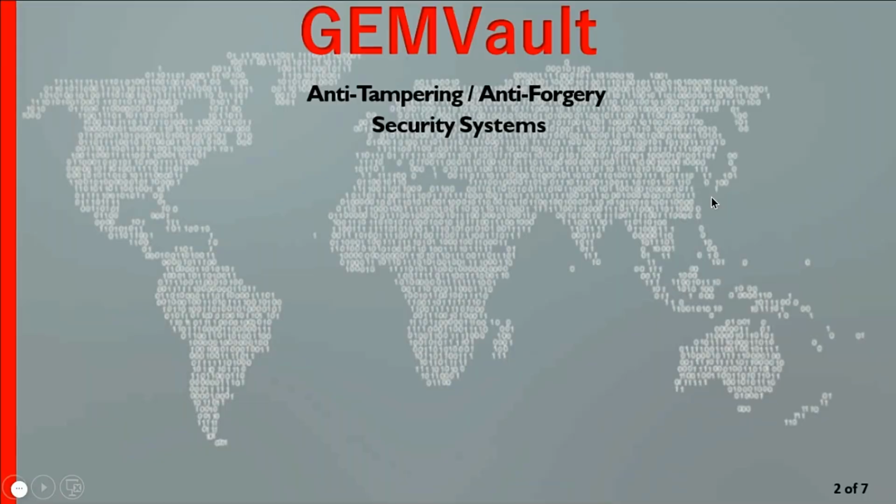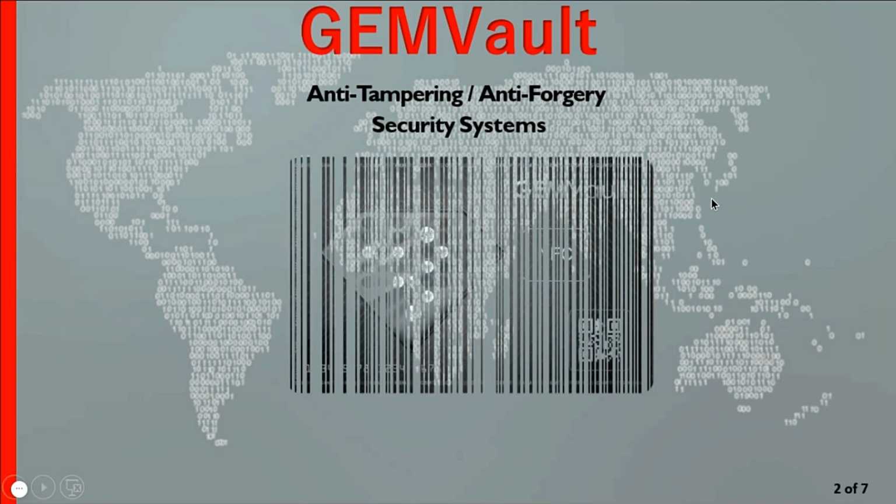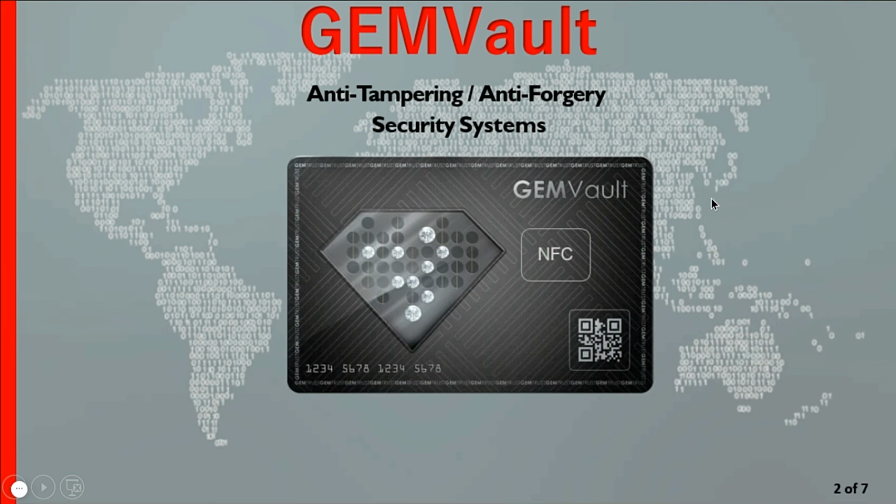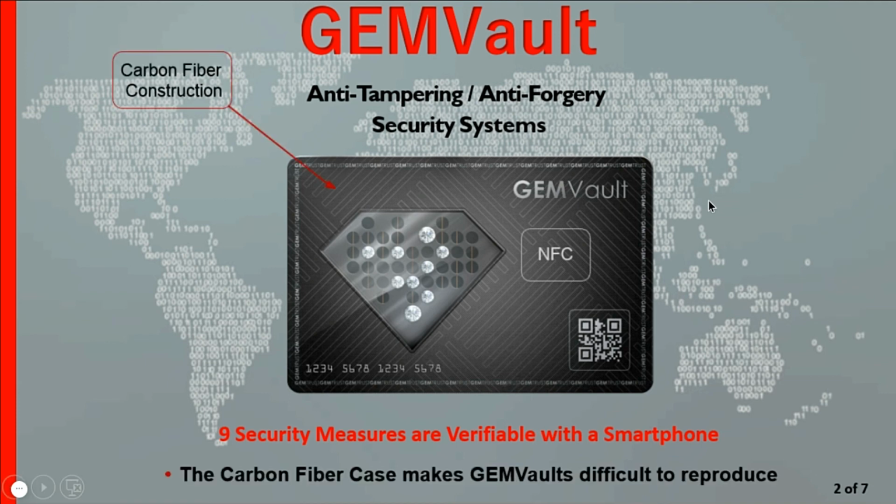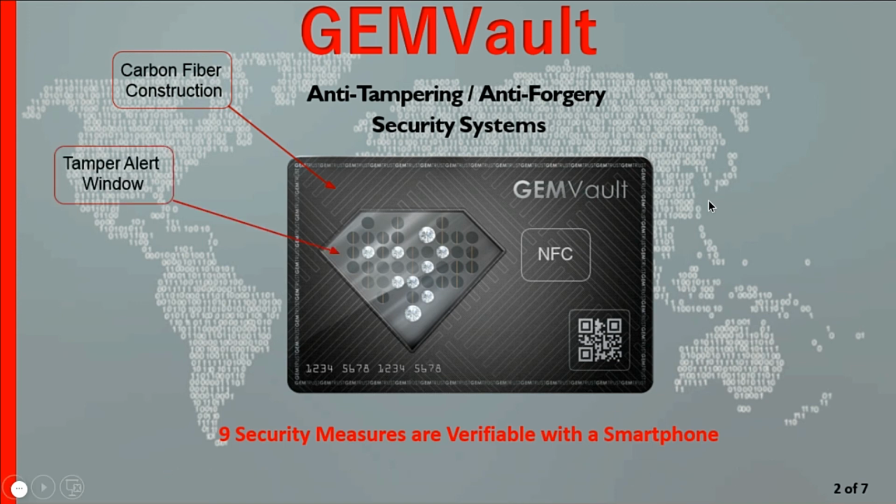We're going to talk about the GEMVault quickly. All the anti-tampering, anti-forgery security systems that are included in the GEMVault. Here's our GEMVault, and here are the 9 security measures that are verifiable with a smartphone. First is the carbon fiber construction. The carbon fiber case makes GEMVaults difficult to reproduce.